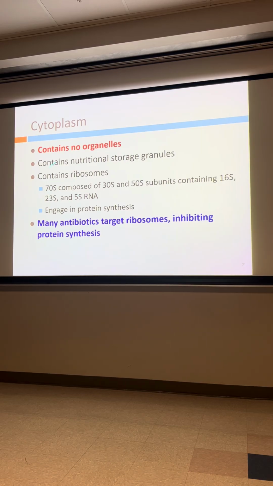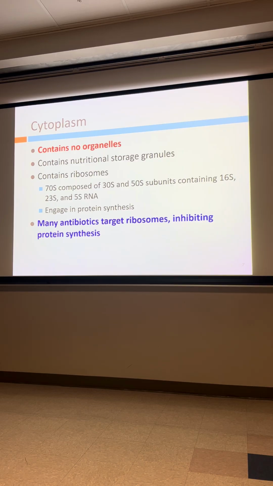Cytoplasm, again, no organelles. There could be storage granules. The ribosomes are 70S, our ribosomes are 80S. 70S ribosomes in bacterial cells are made up of a 50S and a 30S component. I know 50 plus 30 is not 70. And our 80S ribosomes are made up of 60S and 40S components.